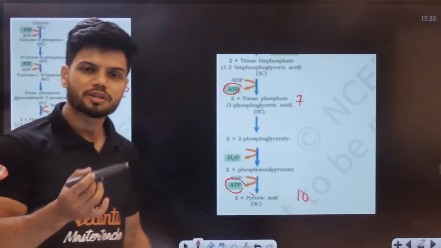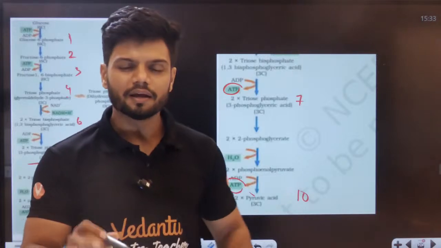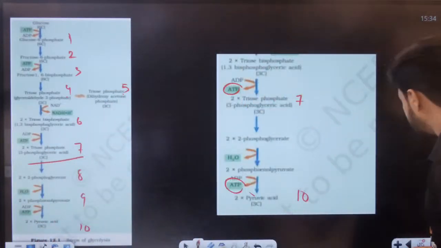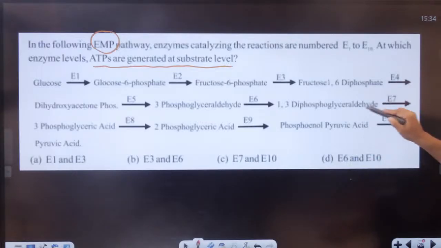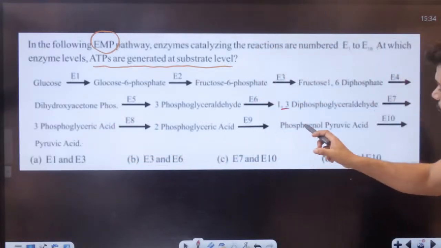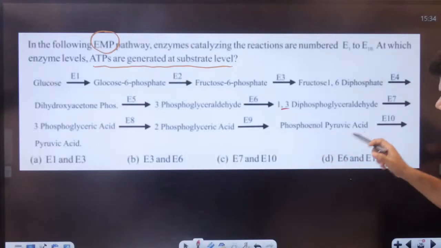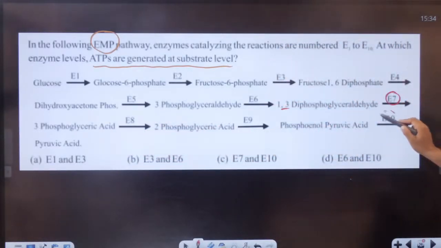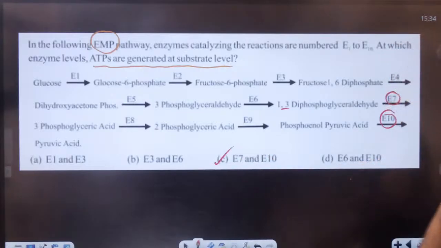So even if you don't know the entire glycolysis, at least learn in which steps ATP is formed. In the 7th step, it is between 1,3-bisphosphoglycerate and 3-phosphoglycerate, and the 10th step is PEP, phosphoenol pyruvate, to pyruvic acid. So here we have E7 and E10. In E7 and E10, we see the substrate level ATP synthesis.